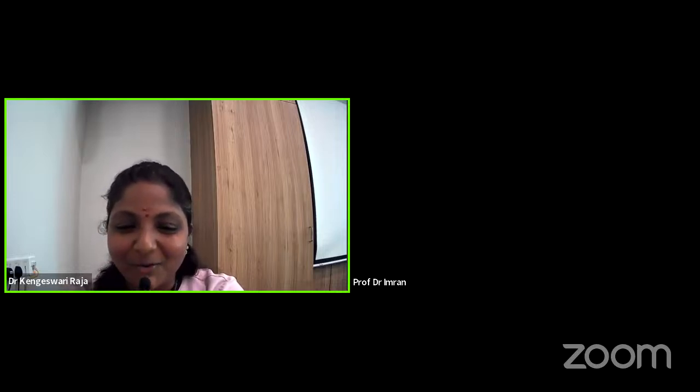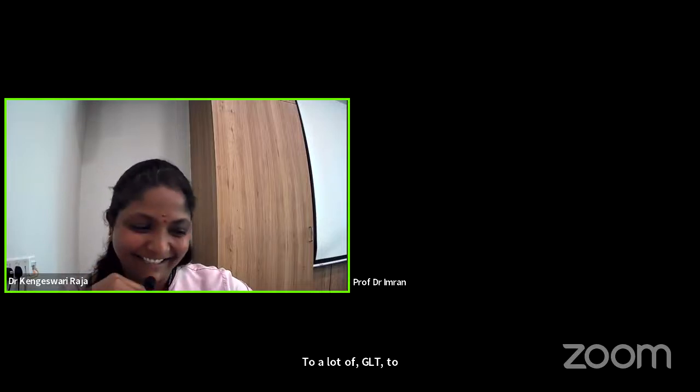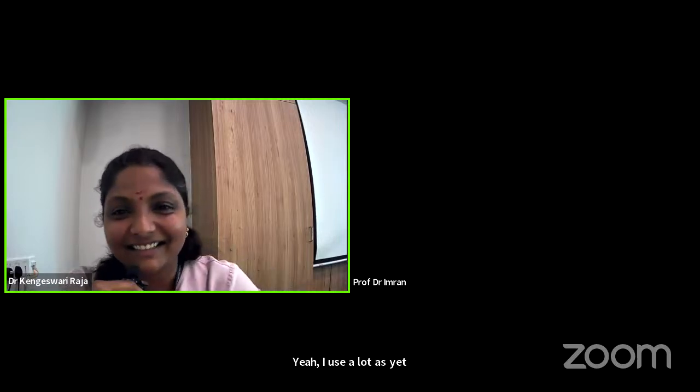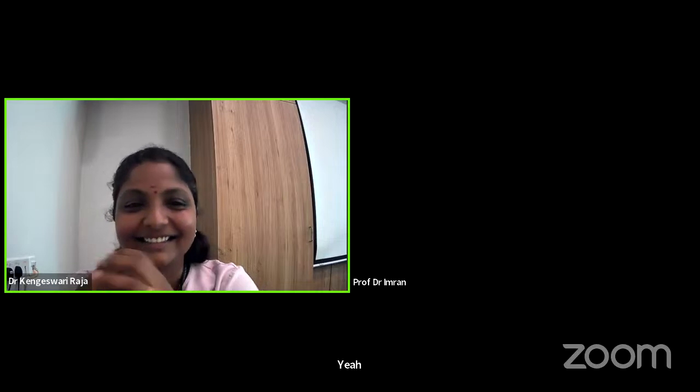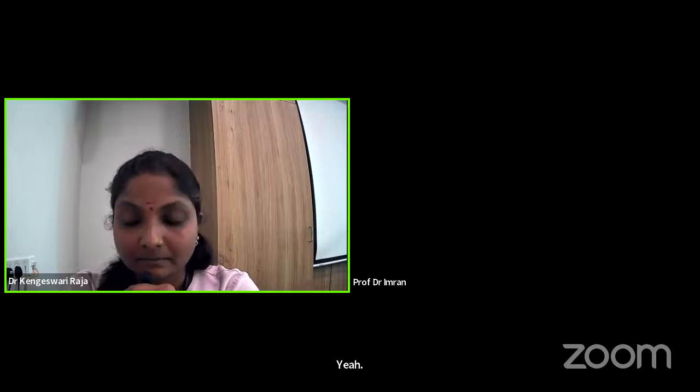At least you have one of the pillars in. I use a lot of SGLT2 inhibitors because they have quite a good effect, and it's quite immediate. The rehospitalization really drops once you start on SGLT2.